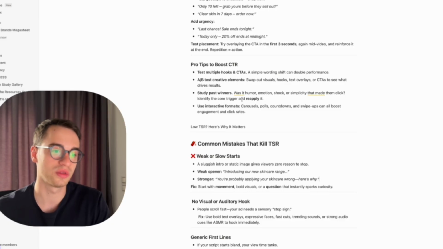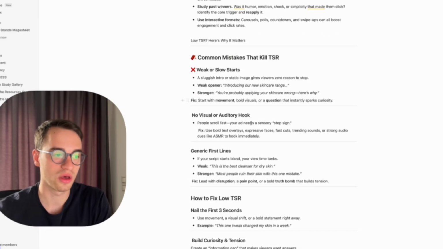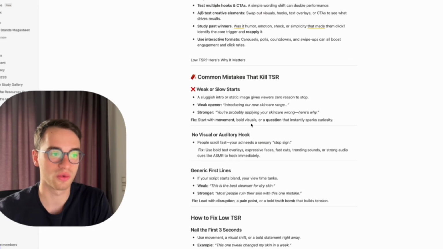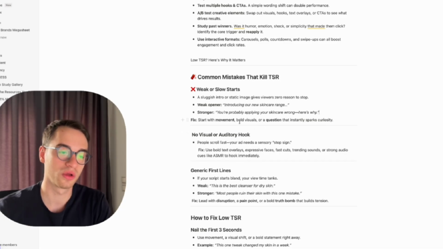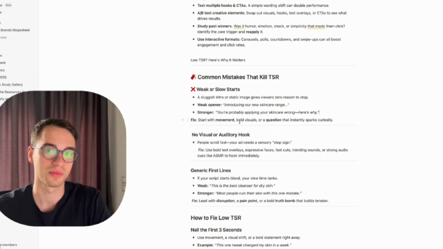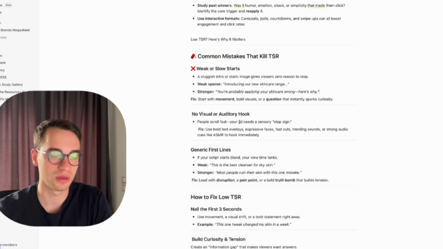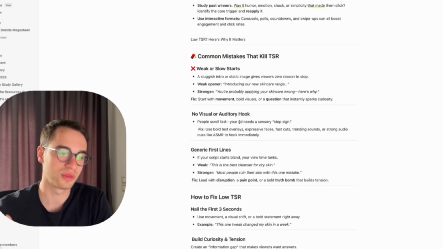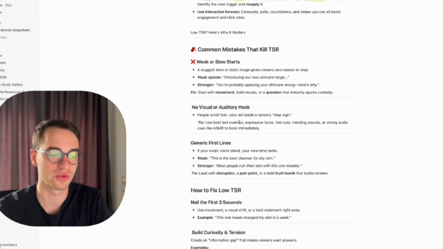Now, going into the thumbs up ratio. Some of the stuff is going to be the same. We need to have a very engaging hook, start with a movement, either visuals or a question, or maybe a double hook. So basically, two questions that are going to help retain that customer. But also, obviously, stop using generic first lines. We need to lead with that disruption or pain point. So we need to capture the right kind of attention.